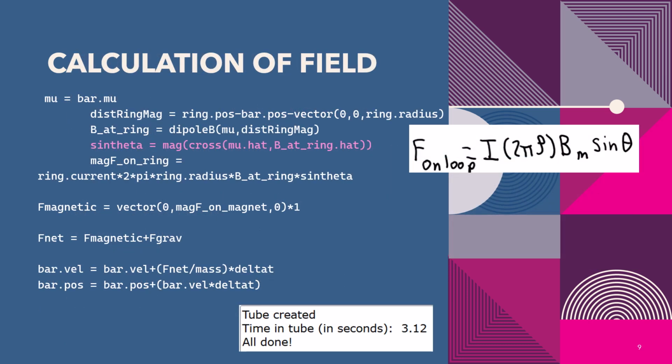For the calculation of the field, we basically had this equation that was also in the video, but in this case, sine of theta was mu hat cross b hat to get the magnitude of sine. And then we added up all the forces of the magnet for each of the rings of the aluminum foil, and then we added that to F magnetic, and then the force net was the F magnetic plus force gravity, and then we updated the velocity and position over time. Overall for the simulation, it took 3.12 seconds for the magnet to fall through the tube.